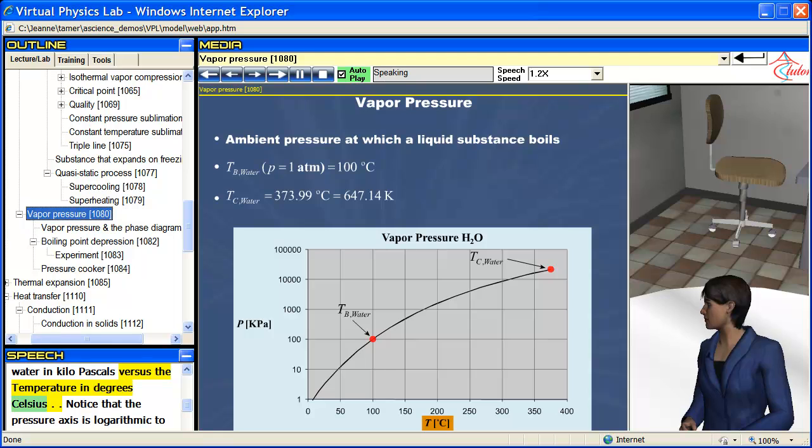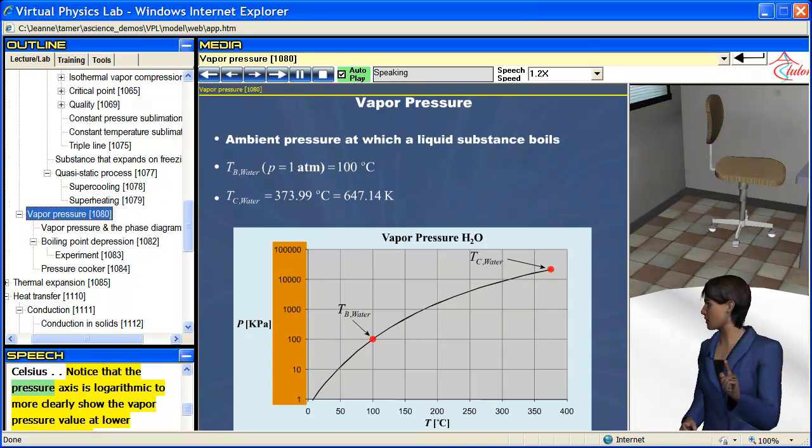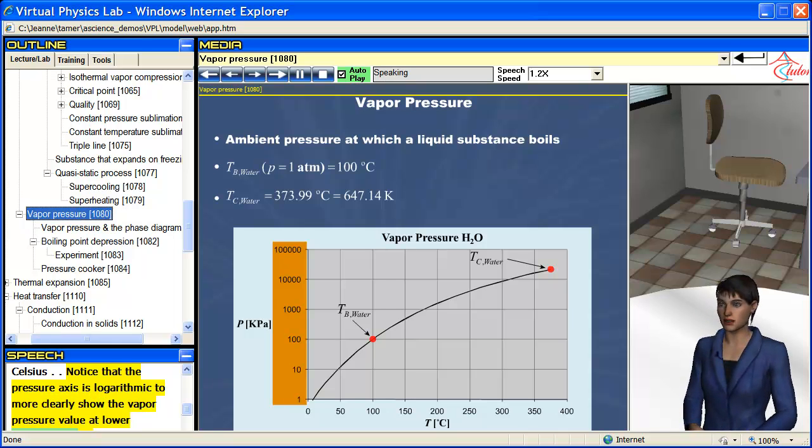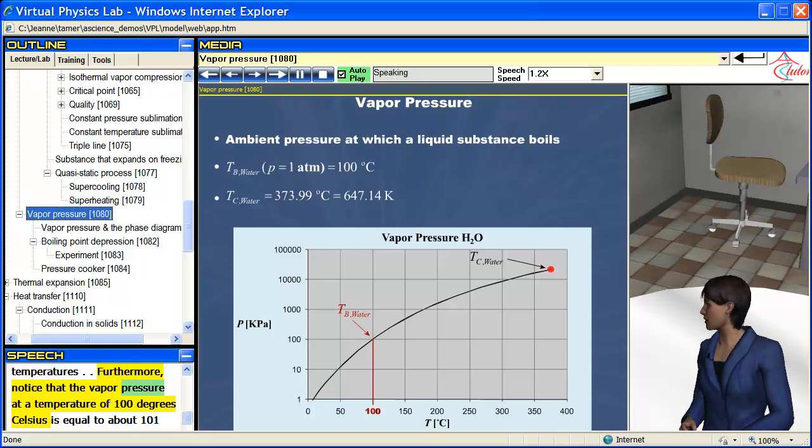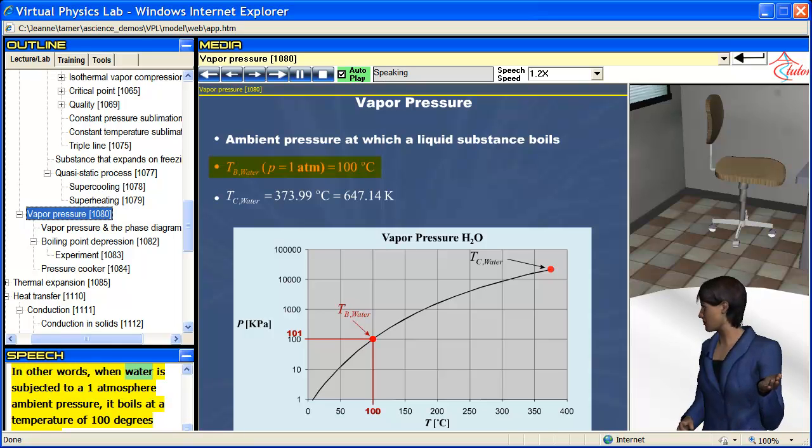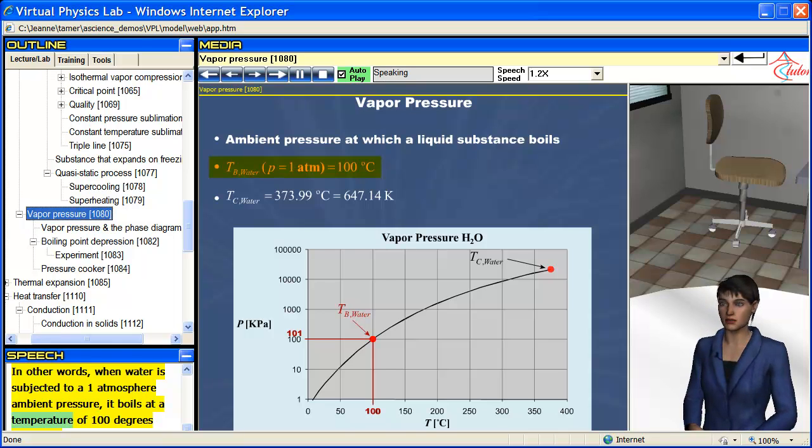Shown here is a curve of the vapor pressure for water in kilopascals versus the temperature in degrees Celsius. Notice that the pressure axis is logarithmic to more clearly show the vapor pressure value at lower temperatures. Furthermore, notice that the vapor pressure at a temperature of 100 degrees Celsius is equal to about 101 kilopascals, which is the standard atmospheric pressure.